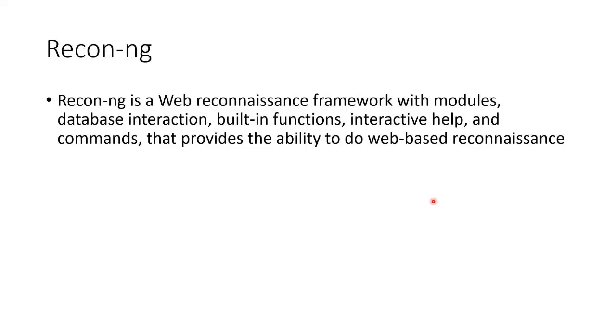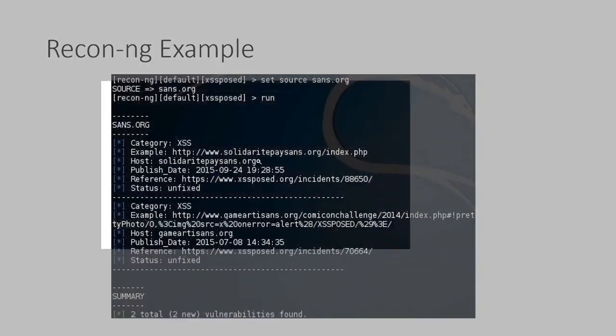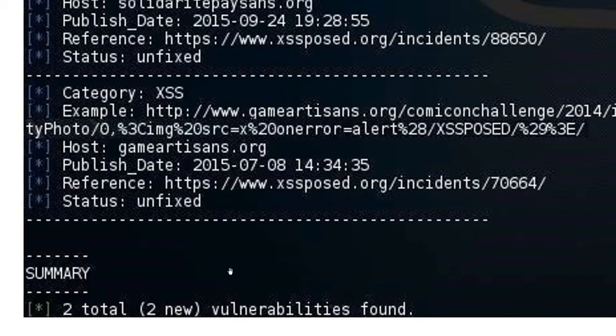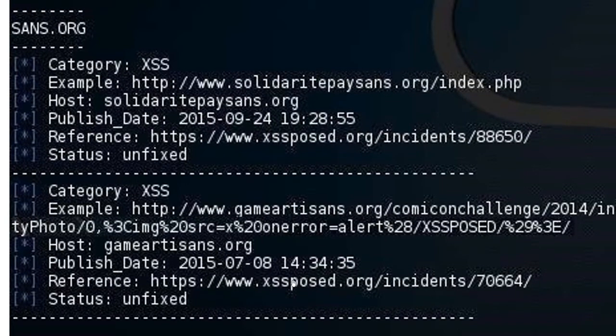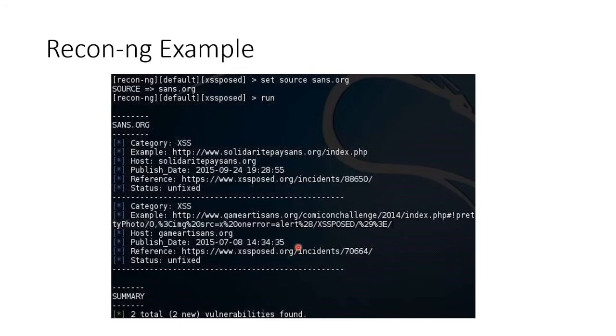And so ReconNG, here's an example. Let me zoom in so you can take a look. I set a source, sans.org, and I ran it, and you can see that right off the bat it's coming up with information. It can even find vulnerabilities. And look at this, here are some cross-site scripting vulnerabilities discovered. It even references where they're from and whether the status is fixed or unfixed. Wow, sans.org. How can you have two cross-site scripting vulnerabilities? So anyway, ReconNG, really cool way to get all sorts of information.